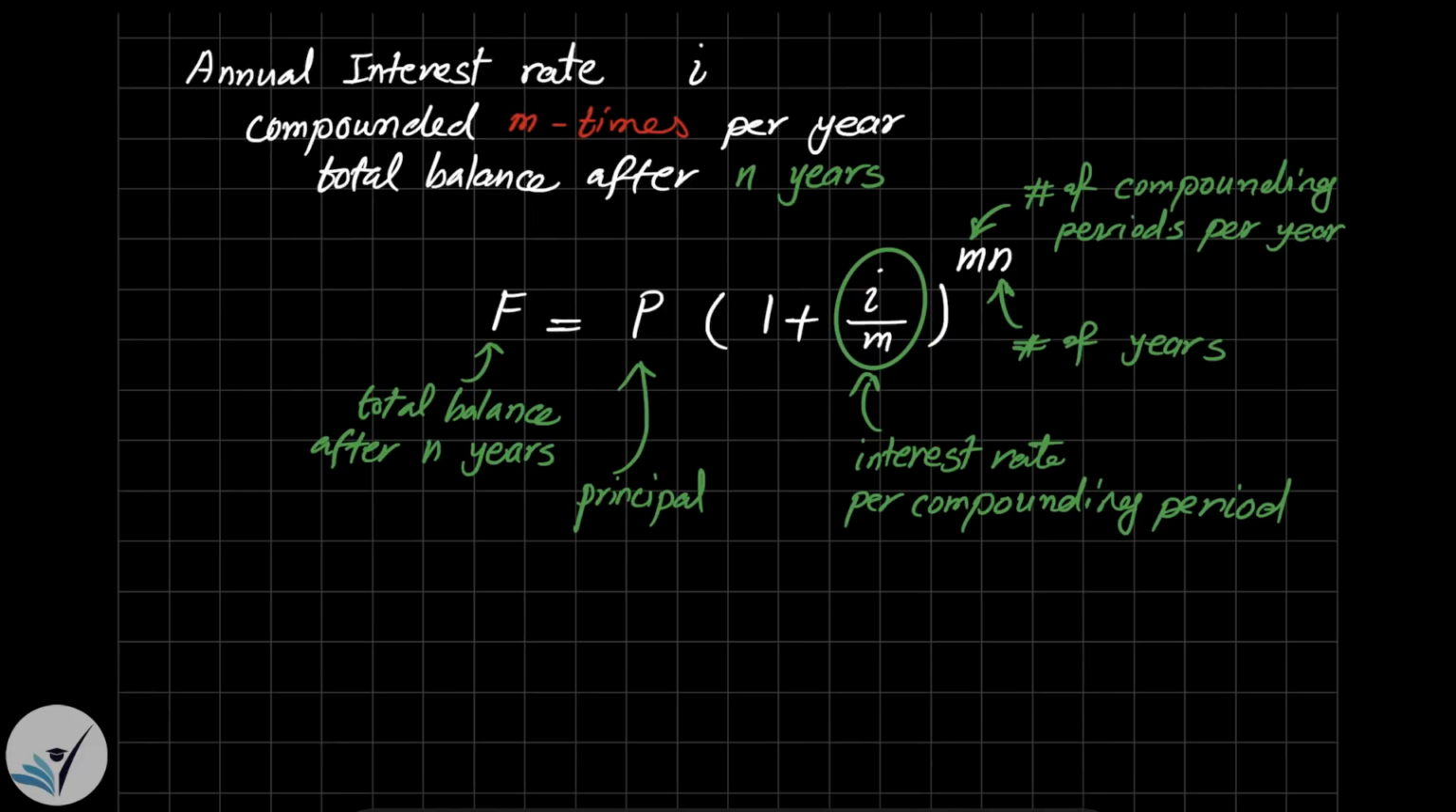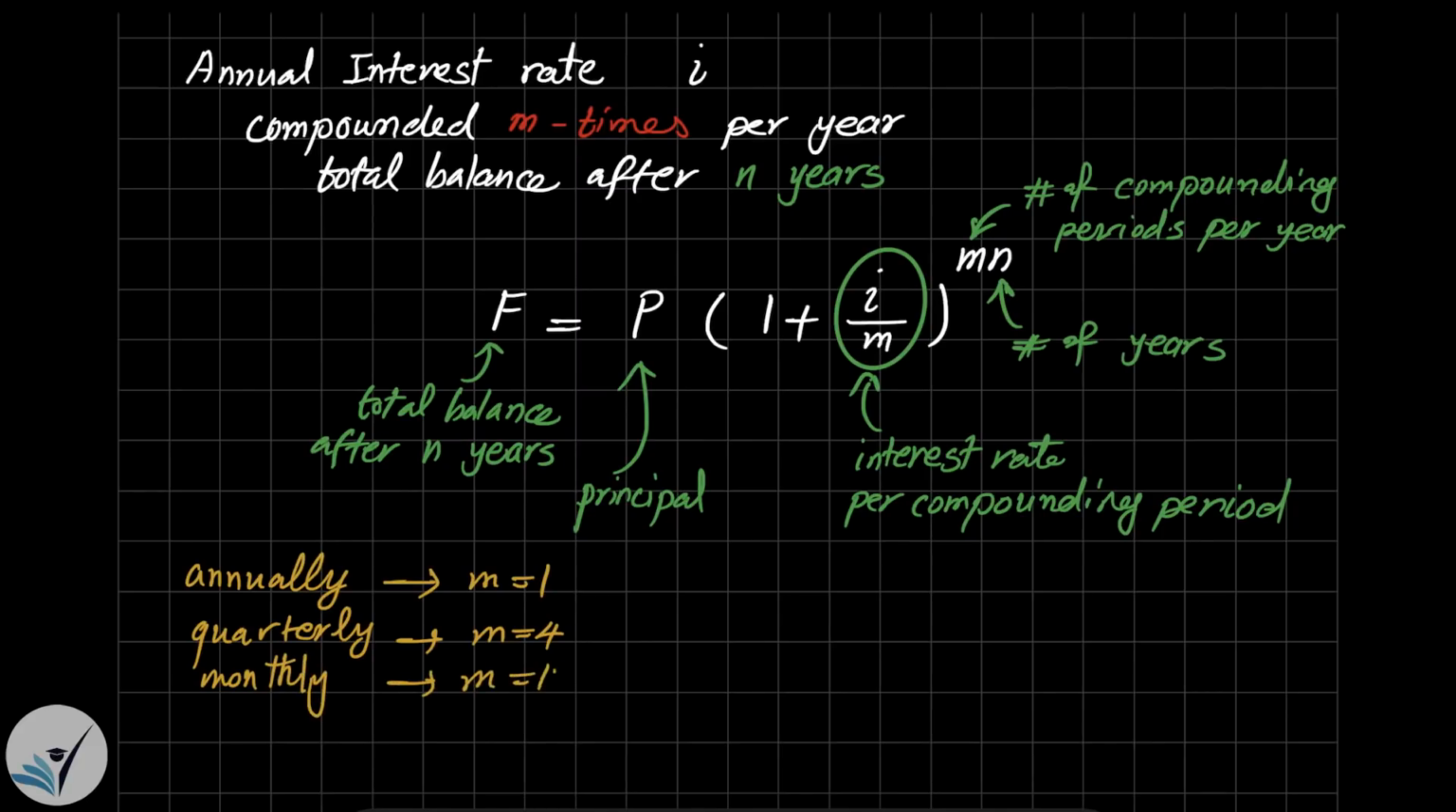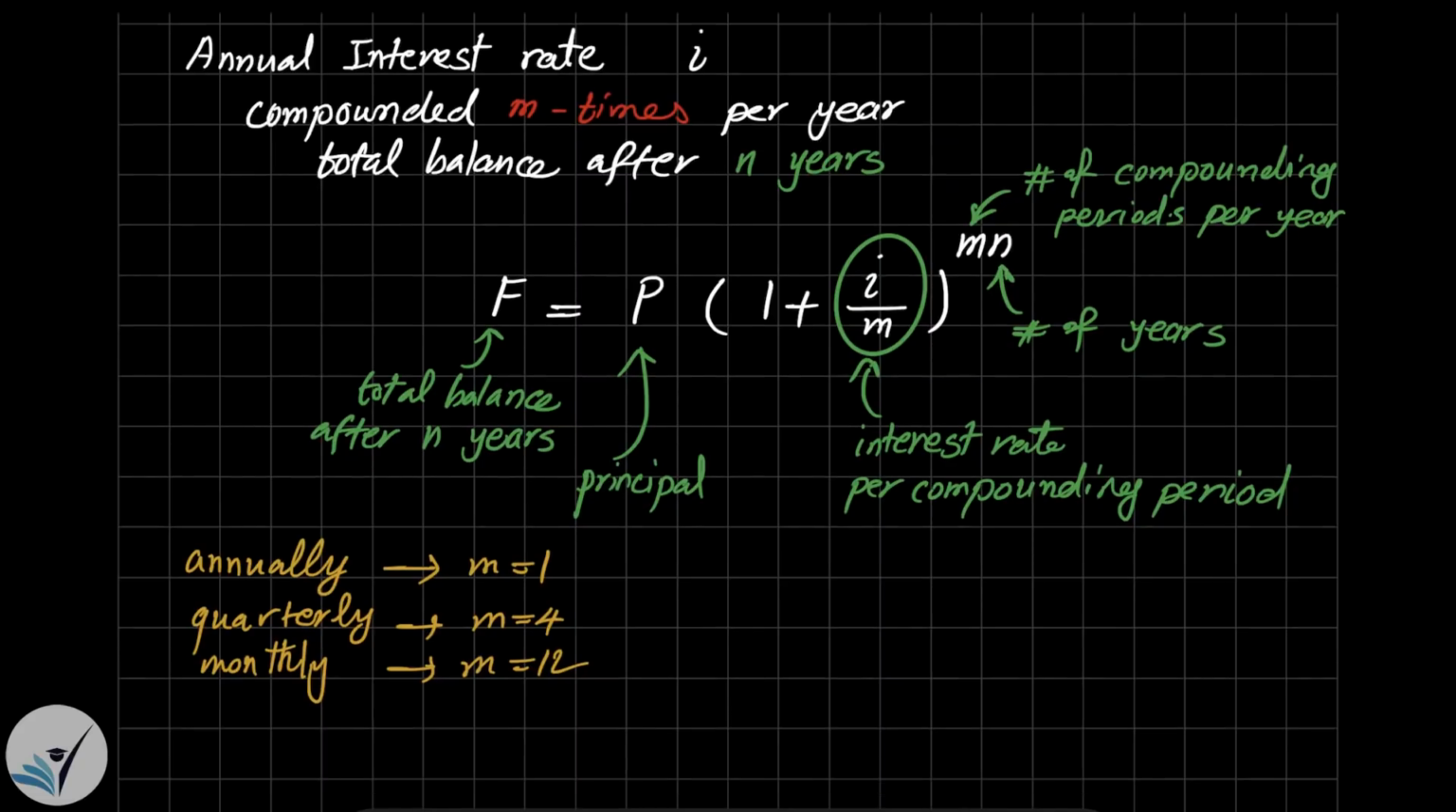So if it is compounded annually, then m is equal to 1. If it is compounded quarterly, then m is equal to 4. If it is compounded monthly, m is equal to 12, and so on.